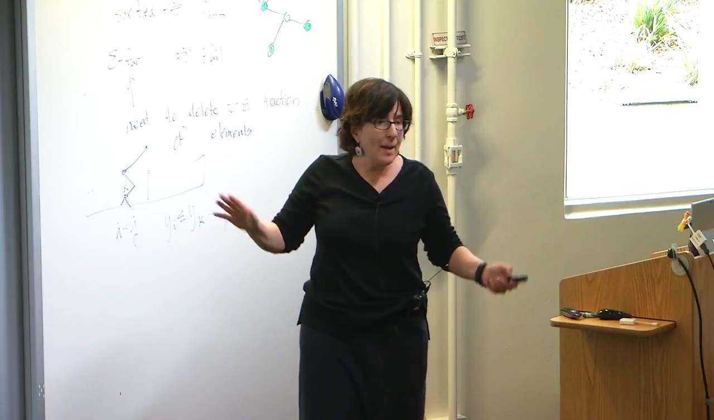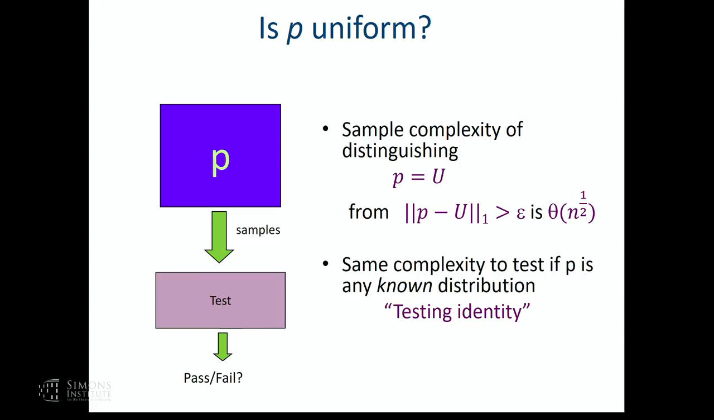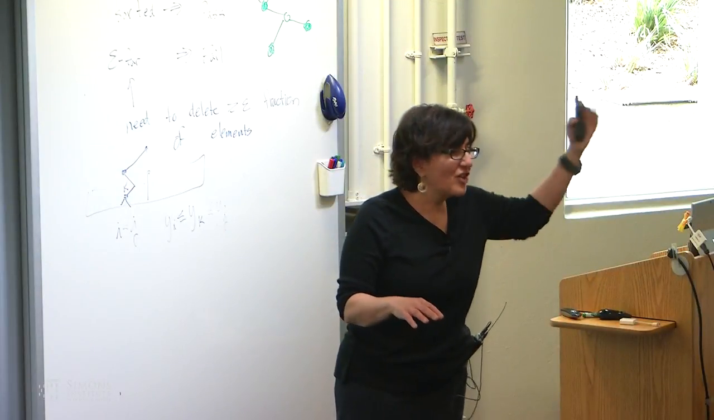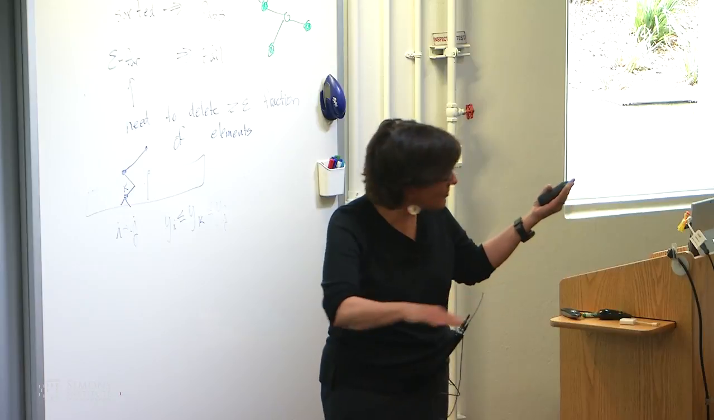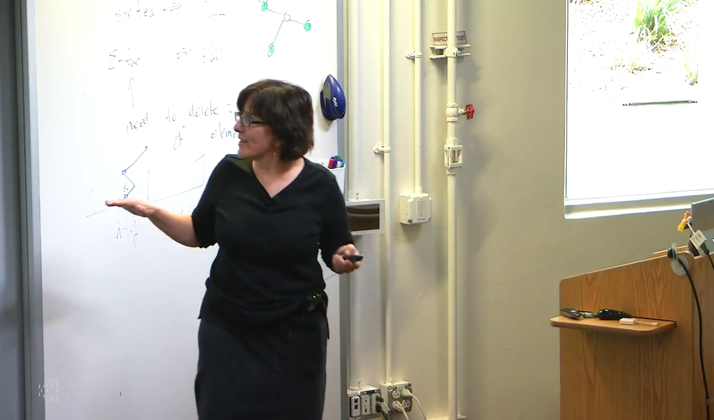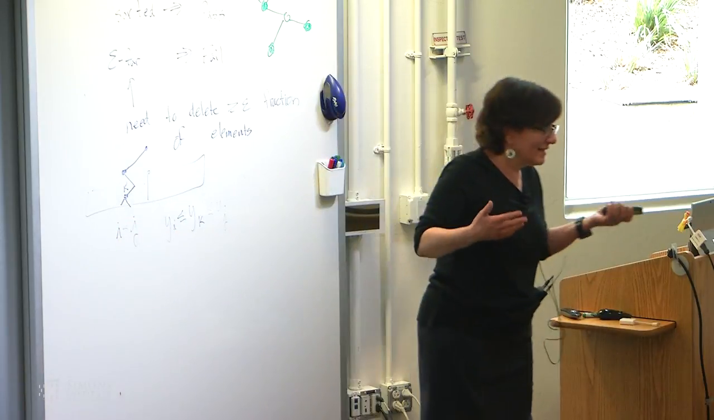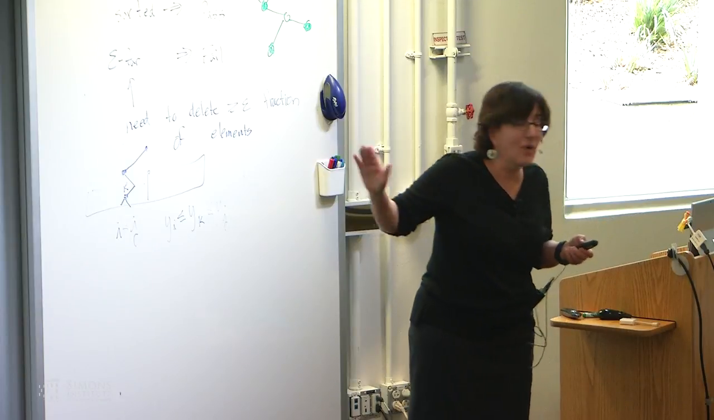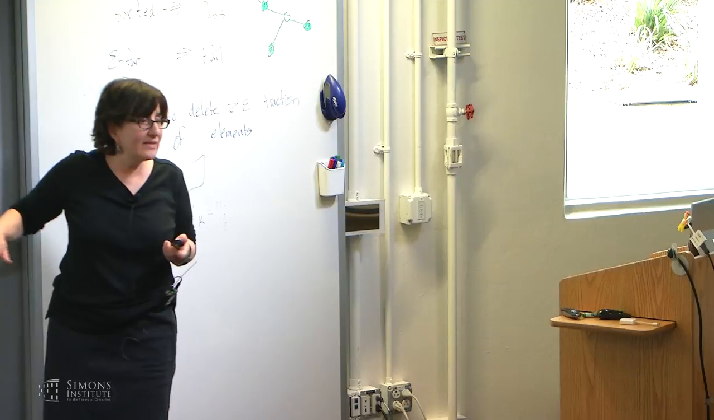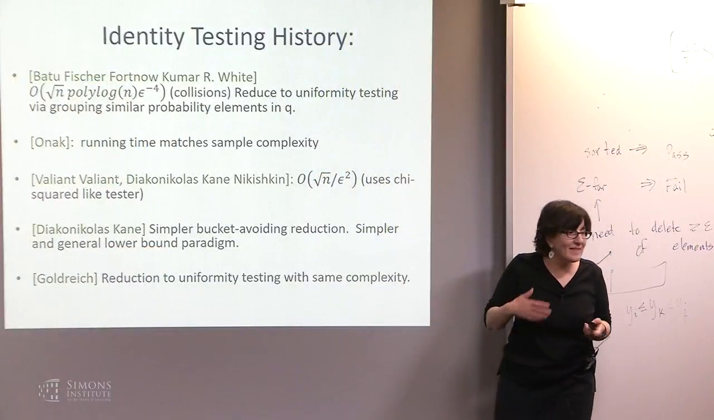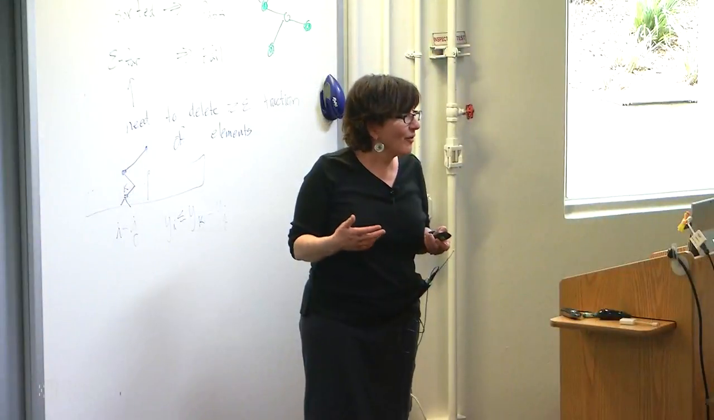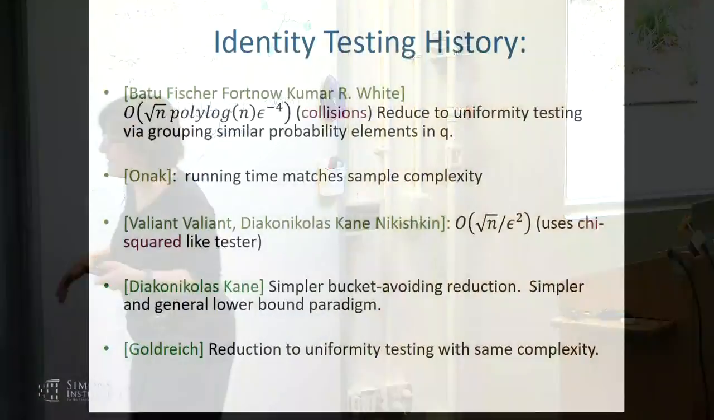What about the problem of testing whether p is any other known distribution? You write down a distribution for me, tell me q1 through qn. Don't charge me for looking at what you wrote down, but charge me for the samples I need to take from p to see if it's equal to that. I'm still going to need square root n over epsilon squared. Obviously I need at least that much, because if you wrote down the uniform distribution, I would need at least that much. But I also need at most that much. So this is no harder. Testing identity is no harder than testing uniformity. In some sense, it's been shown that uniformity testing is complete for this type of identity testing problem.